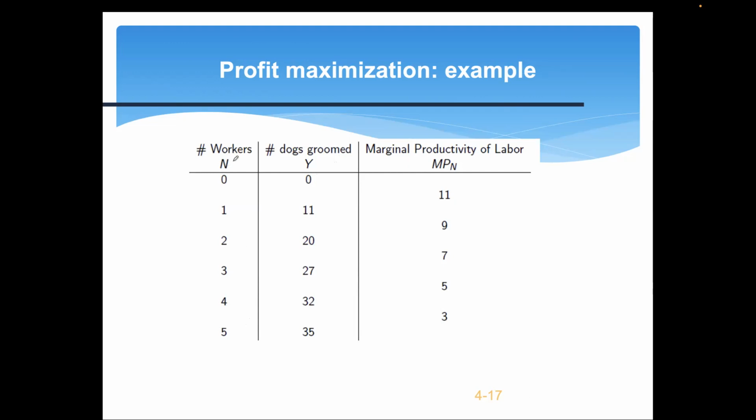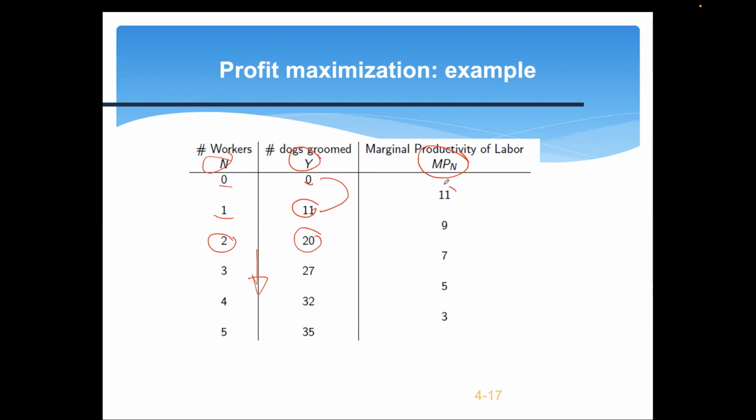The first column is the number of workers. The second column is the number of dogs they can groom. And the third column, where we take the difference between two rows, gives the marginal productivity of labor. If no worker is hired, no dogs are groomed. The first worker grooms 11. Two workers are going to groom 20. Okay, and so on and so forth.